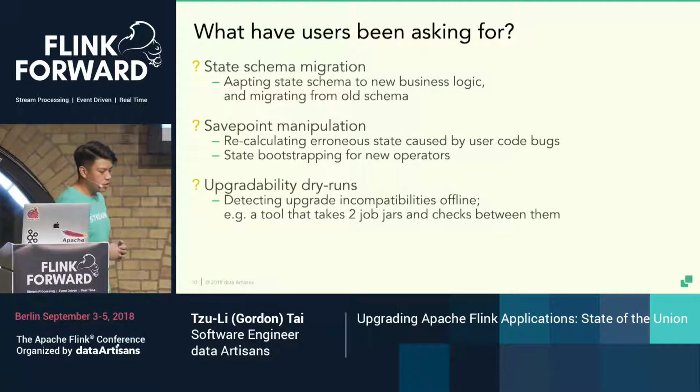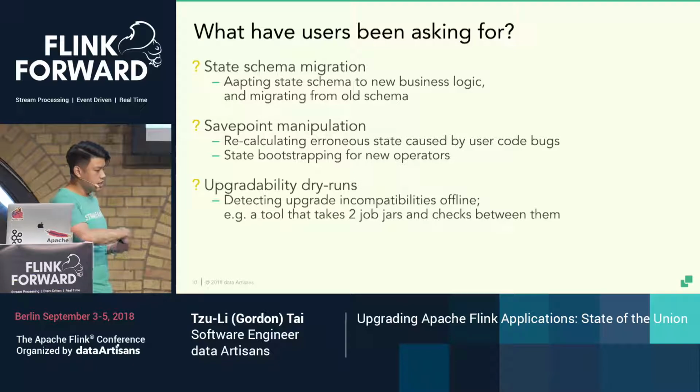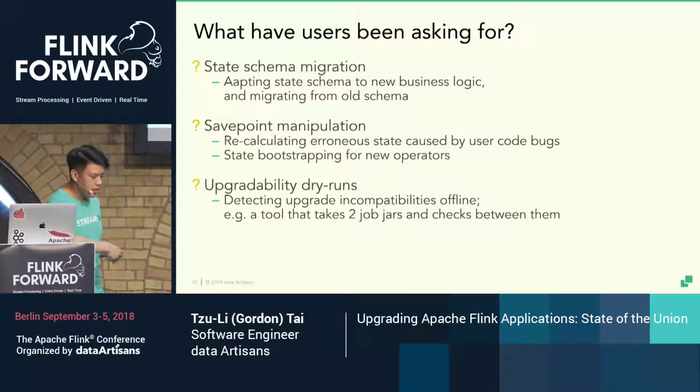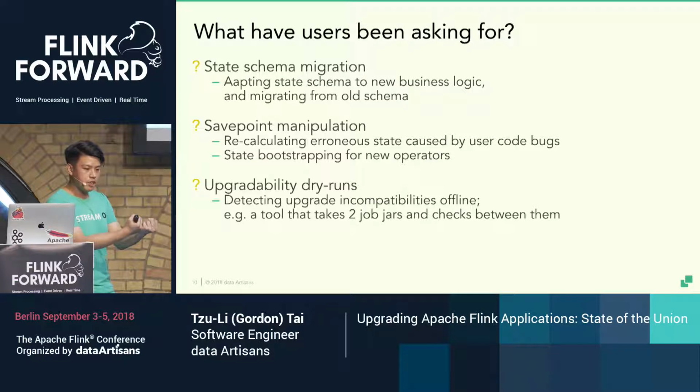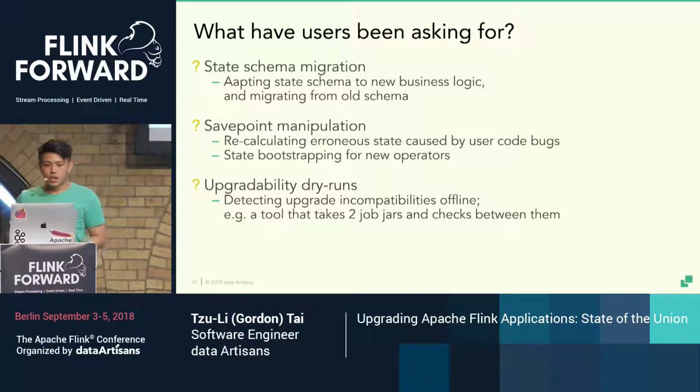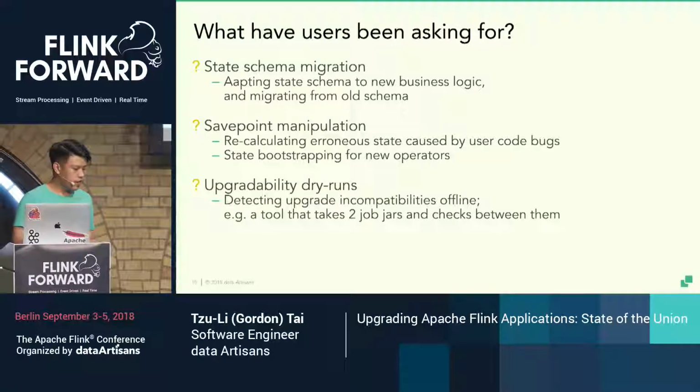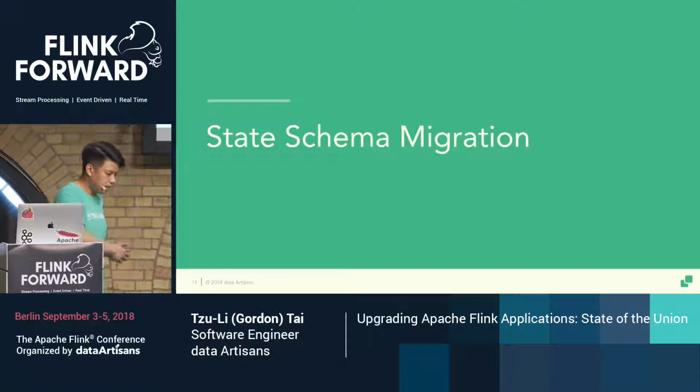And also what I mentioned, upgradability dry-runs to check this. Basically this boils down to whether there is a tool where I can take jar 1, which is the old code, and jar 2, compare them, and tell me if there are any incompatibilities I should be aware of. Okay? So we'll go through these three, and first of all, state schema migration.